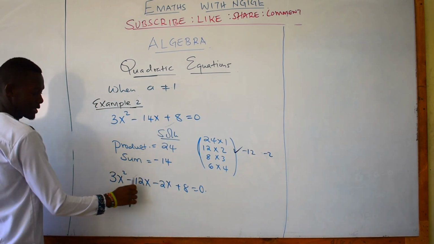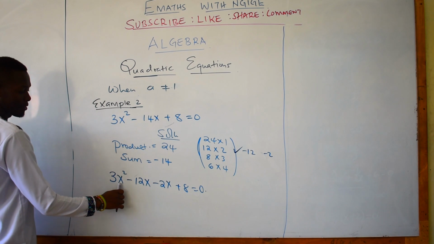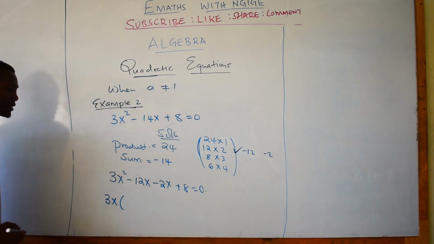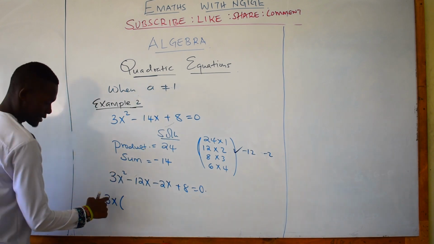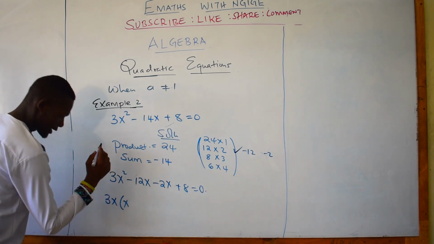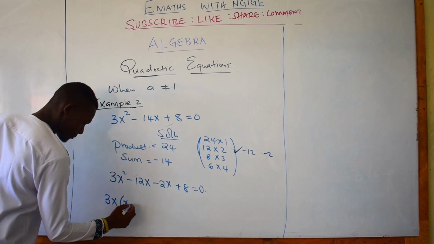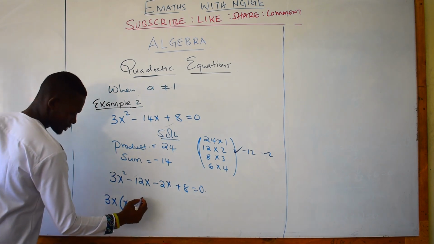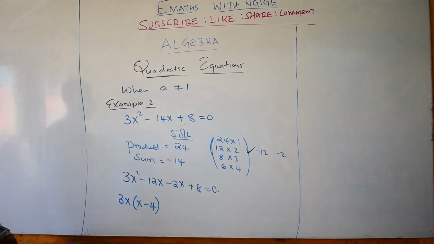Therefore, taking this pair and this pair, what is common here? We have 3, which is common here and also here. We also have an x and an x. Therefore, we have 3x being common. Then what remains inside? x, then minus 4. There's an x outside, so it is x minus 4.